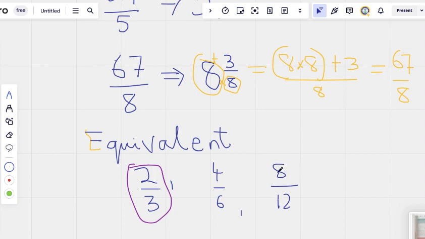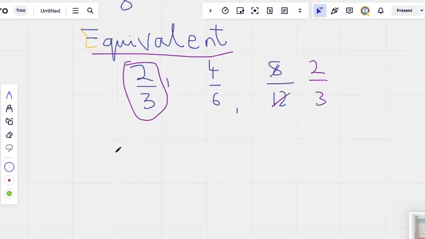So let's try this. Reduce 8 over 12, the same number goes into both. 8 divided by 4, you get 2. 12 divided by 4, you get 3. See, you get the fraction 2 over 3. So fractions are said to be equivalent if you reduce the bigger fraction to the simplest form and you get the original simplest form. Such fractions, whose simplest forms are the same, are called equivalent fractions. Is that okay?